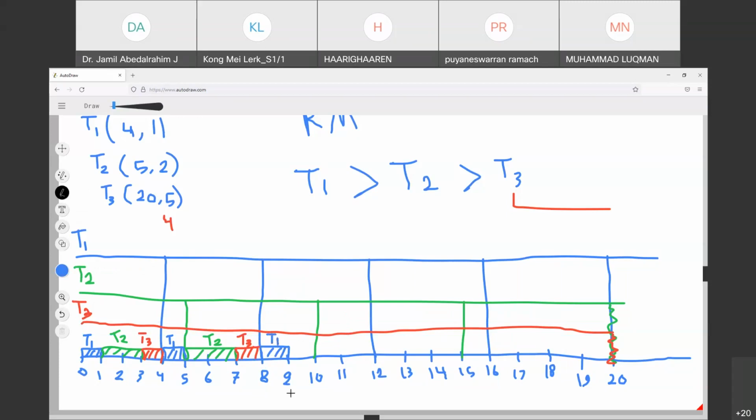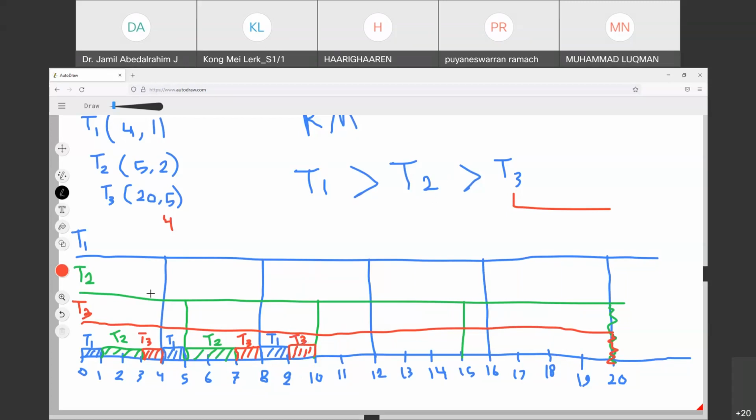Okay. At unit 9, what can we execute? Task 3. How many units? 1. Why only 1 unit? Because there is task 2 beside. Yeah, start a new period of task 2. Since task 2 has higher priority than task 3, it means task 2 will preempt task 3.